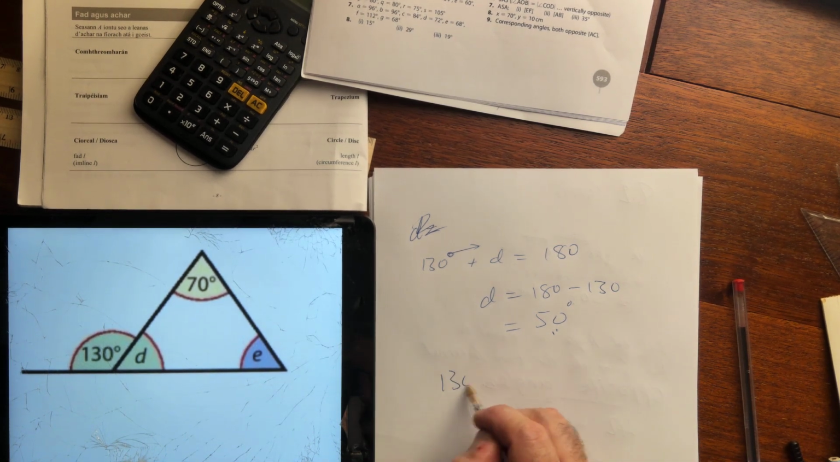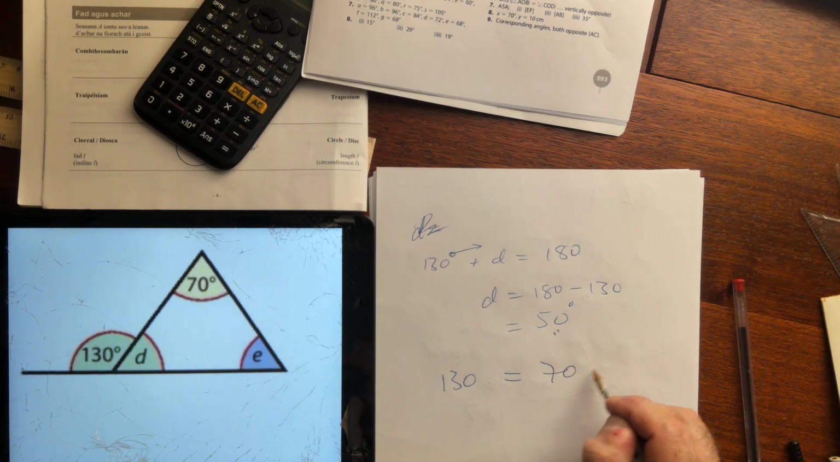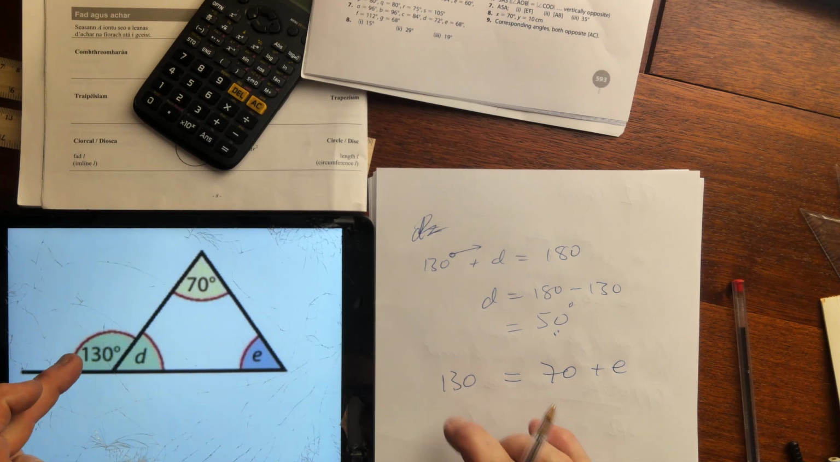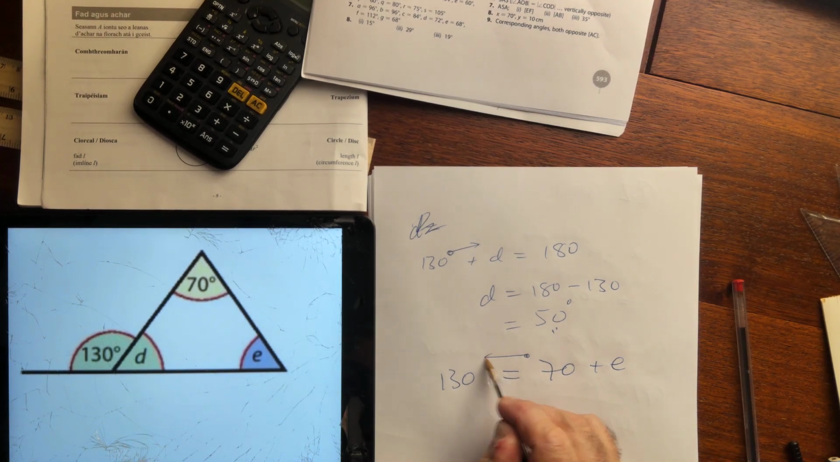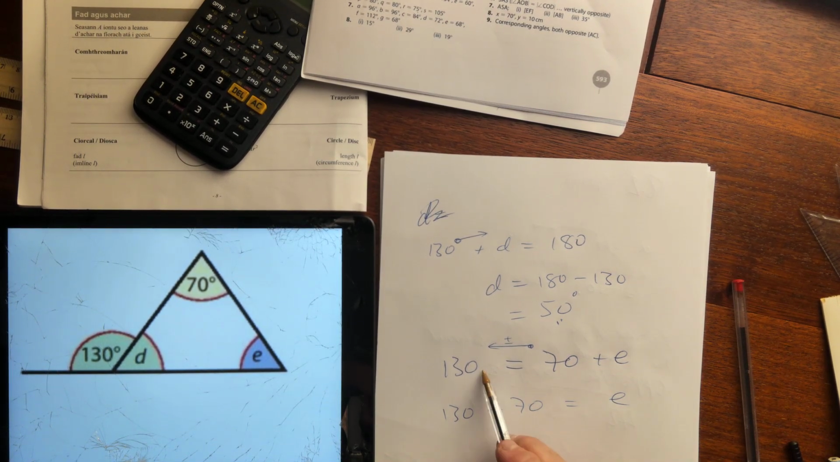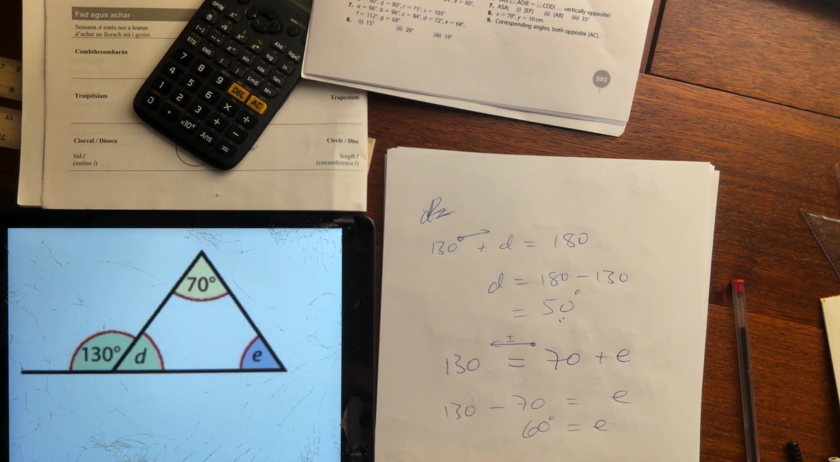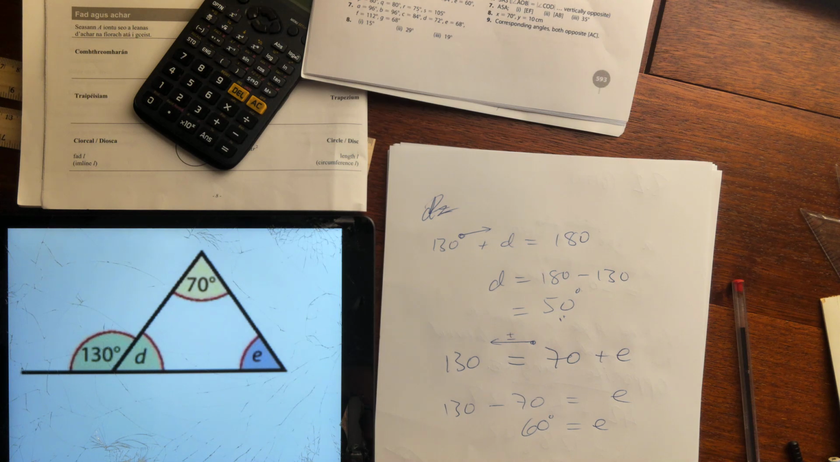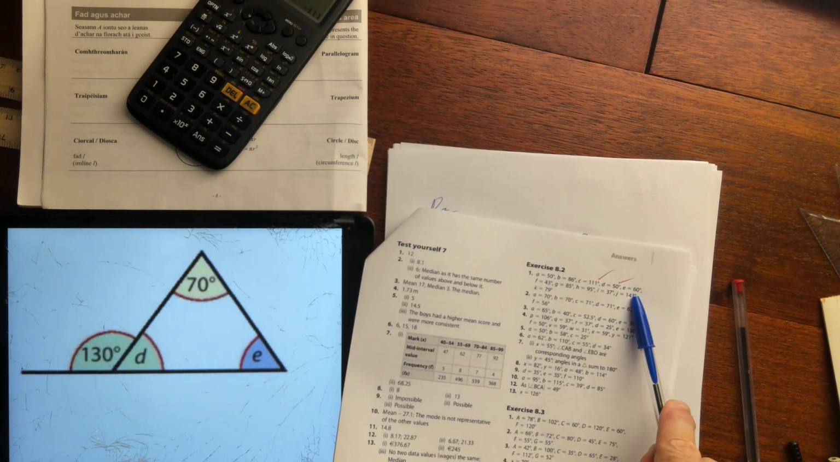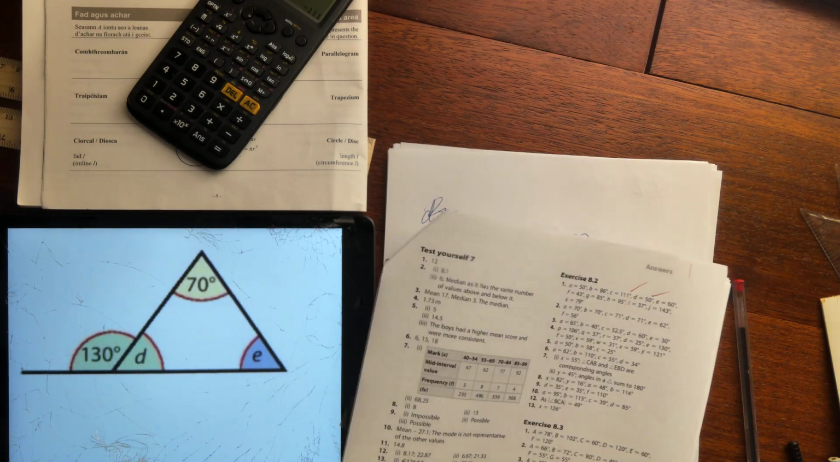And now 130 equals 70 plus E. Internal opposites equal external. Transpose the 70. Let's not go left, right. Let's not reflect. Let's keep the E over here. Take away the 70 equals 60. And it is right, and we have 50, 60, and 70, which is like an average of 60.